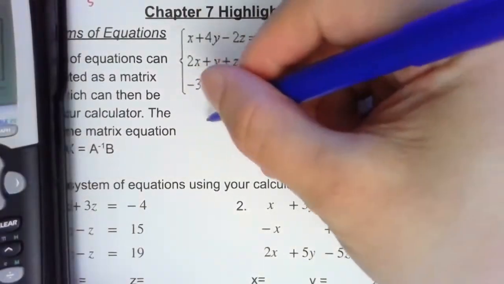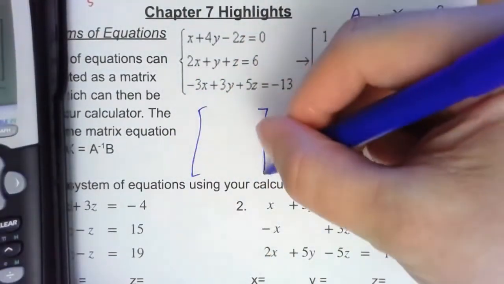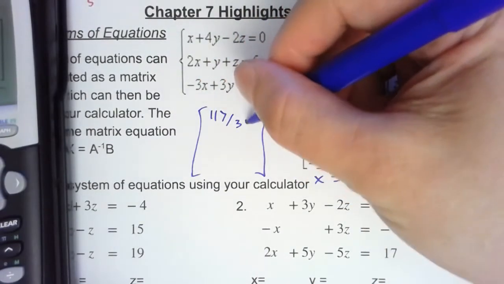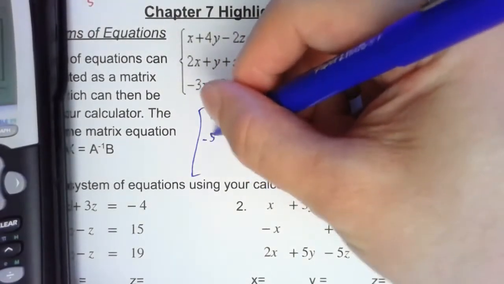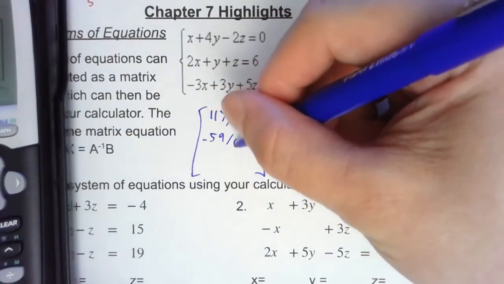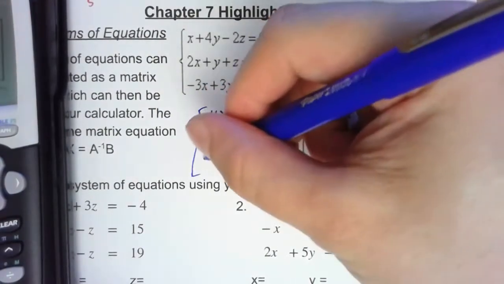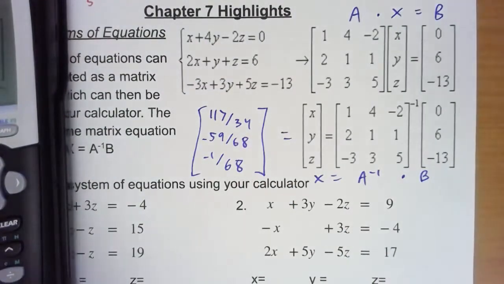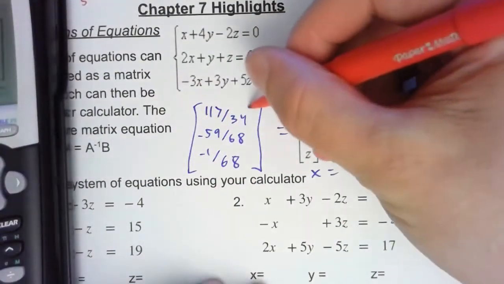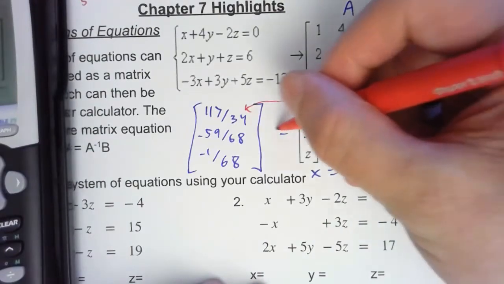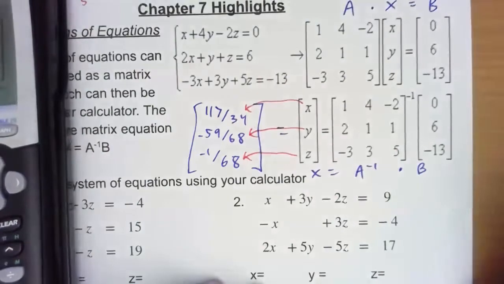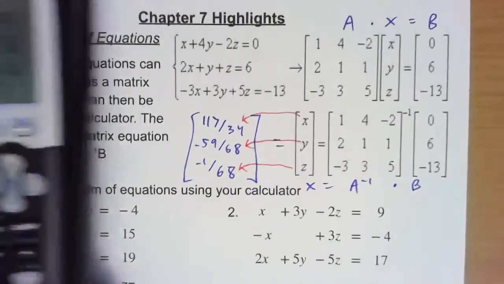So our answer matrix is 117 over 34, -59 over 68, and -1 over 68. And so the first answer is the value for x, the middle answer is the value for y, and the last answer is the value for z. And that's it. The calculator did all the work for us.